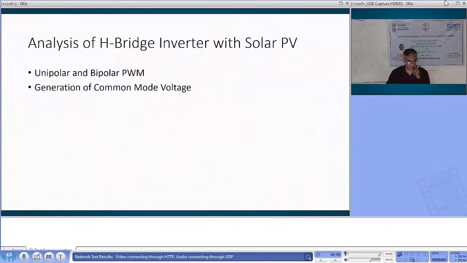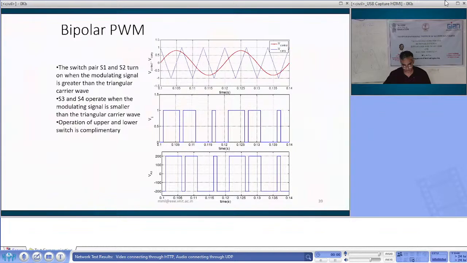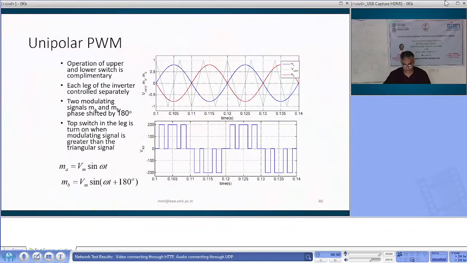Then again we look at the unipolar and bipolar PWM from the leakage current point of view. This is a single phase voltage source inverter, the same slide as we discussed for bipolar PWM. In bipolar there is no zero level voltage. You can have plus VDC, that is VAB is either 200 or minus 200, depending on the source voltage. But in the unipolar, you have the negative voltage and zero voltage. In the positive half waveform you have 200 and 0, and in the negative half waveform you have minus 200 and 0.